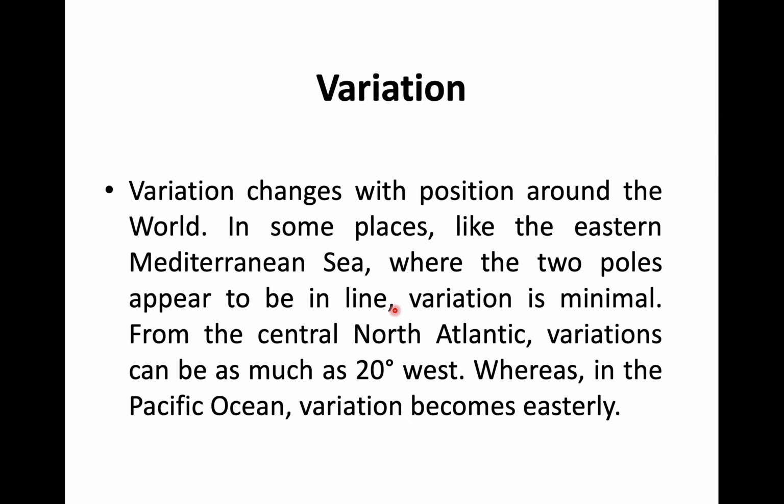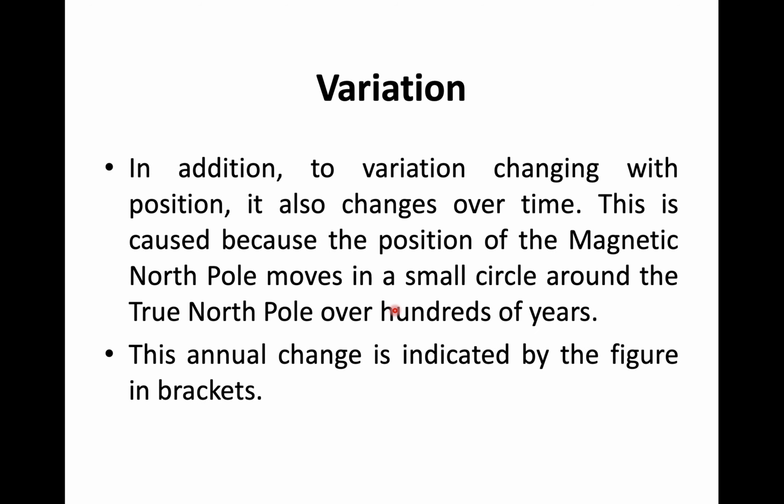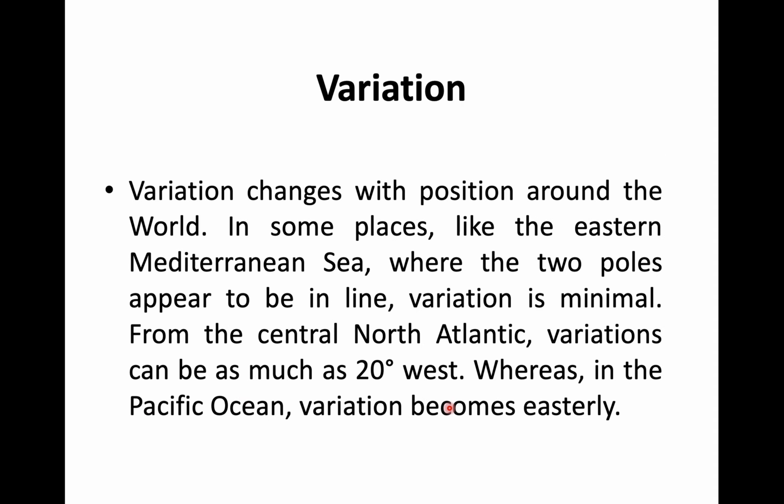Okay, so let's continue. Again, variation changes in position, and also it changes over time. So why does it change over time? You can see here, this is caused because the position of the magnetic north pole moves in a small circle around the true north pole over hundreds of years. So it doesn't stay in one place. It changes all the time. That is why we have to calculate for the correct variation. Again, the annual change is indicated by the figure in brackets. So what are the brackets? The brackets are this one.